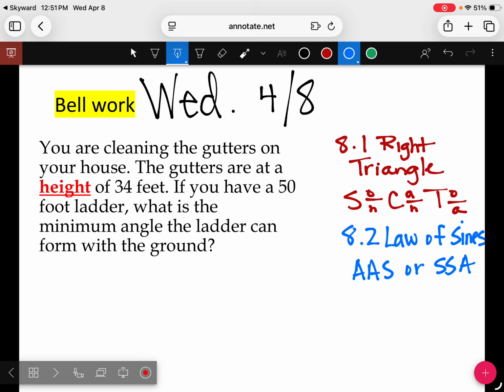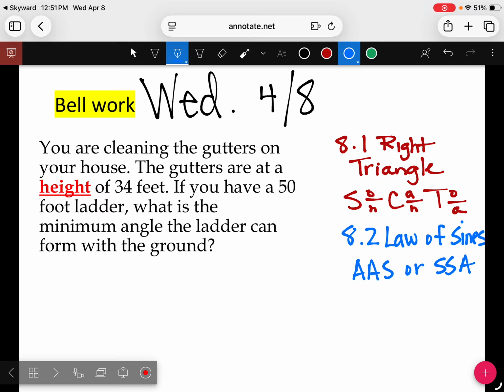I think because the majority of your test next week is word problems, I'm going to try to help you differentiate when to use what formula. So there is a reason why. Let me go ahead and read it out. It says you are cleaning the gutters on your house. The gutters are at a height of 34 feet. If you have a 50-foot ladder, what is the minimum angle the ladder can form with the ground? Why do you think I highlighted the word height and put it in red and bolded it?